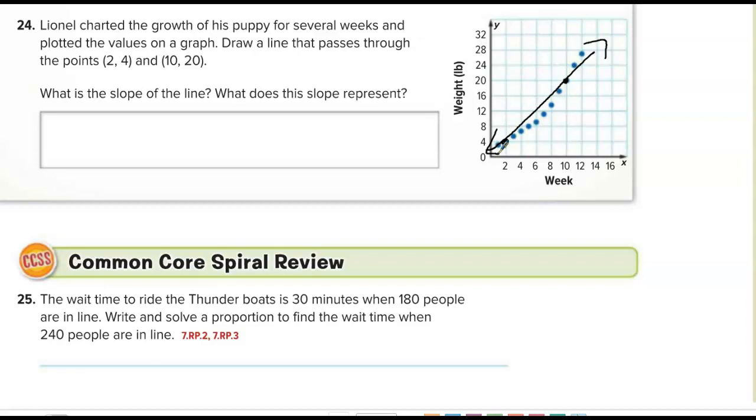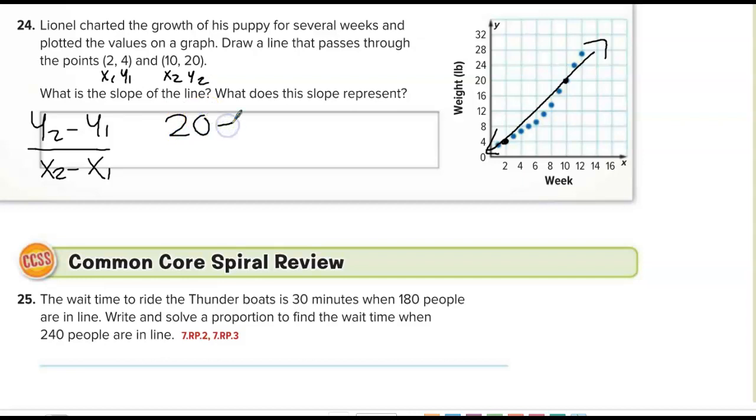So first of all, we learned an equation yesterday. What was the equation? Y2 minus Y1 over X2 minus X1. Let's say that this is X1, which means this is Y1. This is X2, which means this is Y2. So what's my Y2? 20.